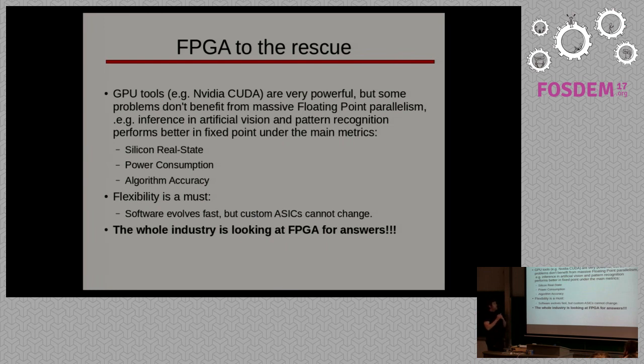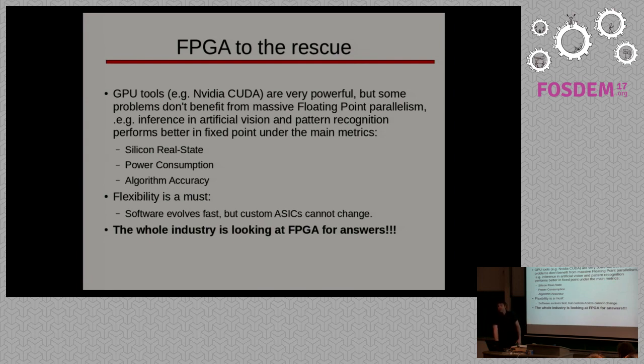Some hardware vendors, for example Google, are starting to develop their own new hardware architectures, but if you develop a chip from the ground up, the costs are very, very high. So in these kinds of algorithms, where the algorithm can change and the software is constantly evolving, flexibility is a must. And this is where FPGAs come to the rescue, because by definition you cannot find anything more flexible than an FPGA. And the whole industry is looking at FPGAs for answers.